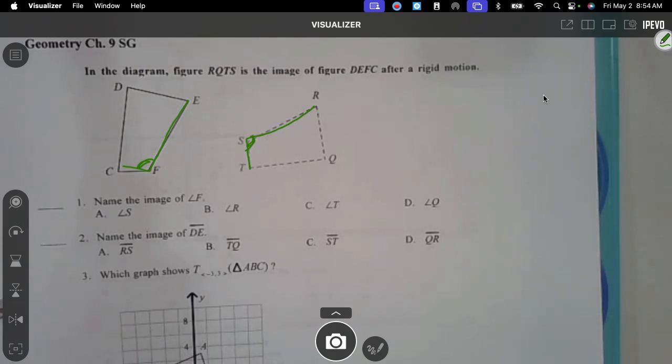Yeah, it's gonna be for the reflections and the rotations. I'll show y'all what you can put on it. Okay, the next one says, what's the image of DE? So if I'm looking at DE, it's QR, because it's flipped. Yep, that's right. So that one is answer choice D. Okay, everybody good with that?